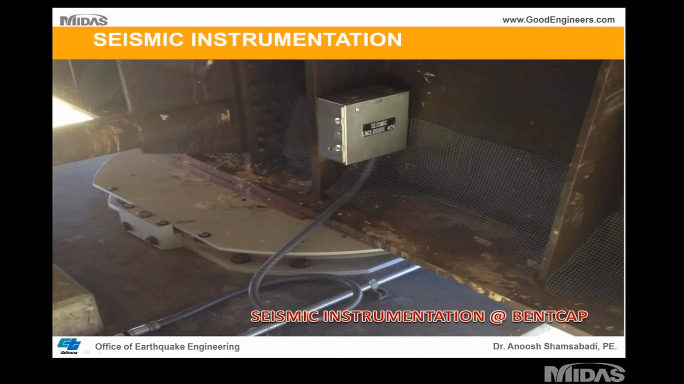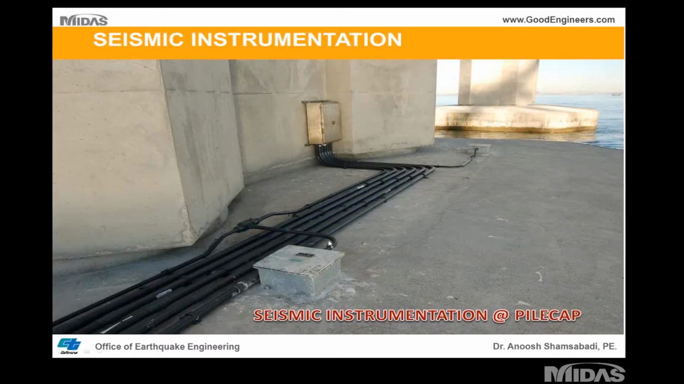So this is an example of instrumentation. That is a seismic instrument located at the top of the bent cap in one of the bridges, which is also sitting on the base isolation. So this is an example of instrumentation from the superstructure. We also have instrumentation sitting at the top of the pile caps or at the bottom of the columns.